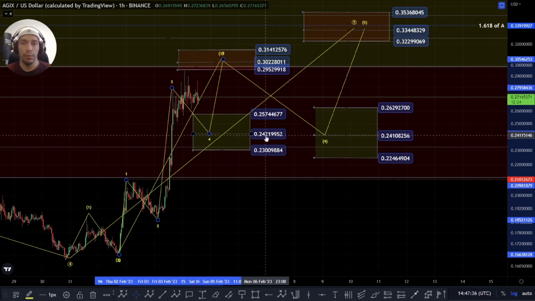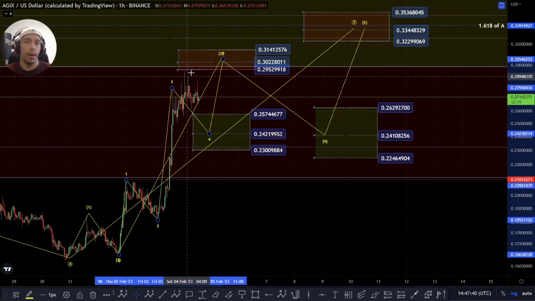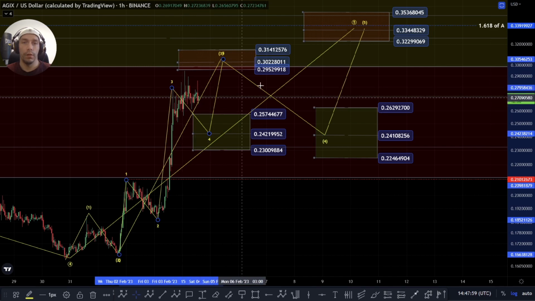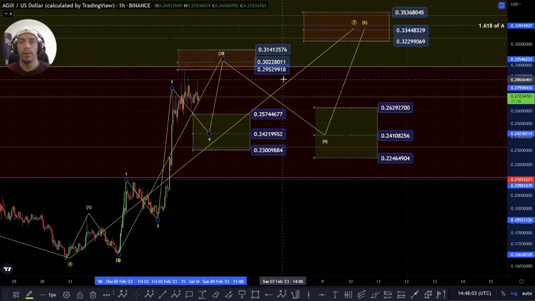The common zone would be this 2419 area. However, it is possible we could also see a triangle develop here, where this is an A, B, C, D, E, and then we break up. So it's something that we just got to keep an eye on here. So that would have to be an A, B, C, D, E. So effectively, if this is a triangle, it would be looking to break up from this point, and the target zone for this would be this 3141 to this 2952.